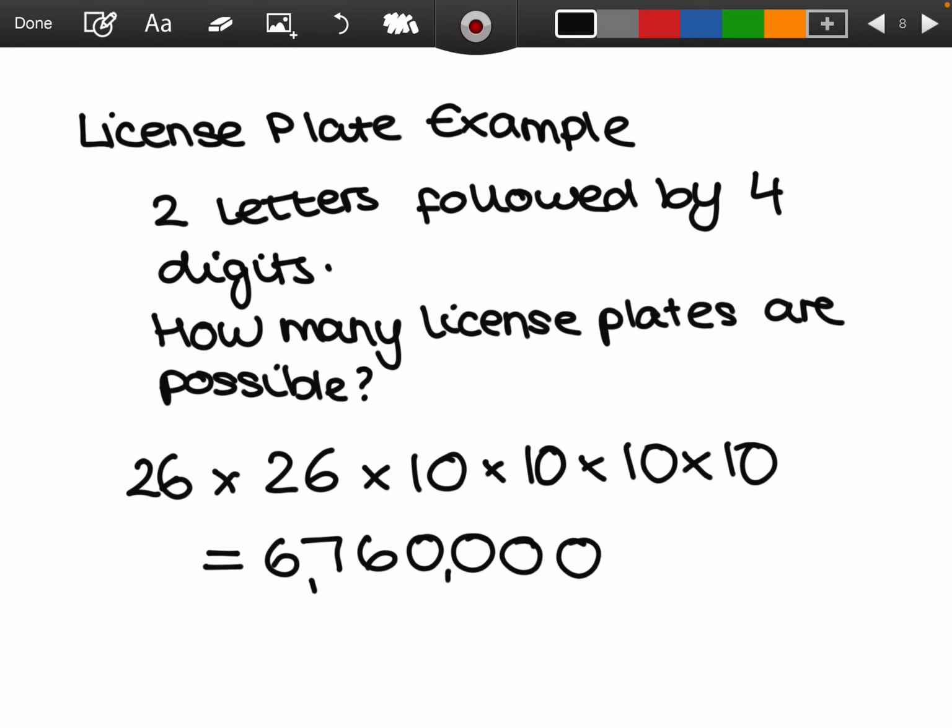If you multiply all of that together, you end up with 6,760,000 different license plates that are possible with this particular set of letters and numbers. So like I said, this is a very common example. Just keep in mind what letters are allowed. Are you allowed multiples of letters? And same with the digits. Go back and look through these examples and make sure that you're comfortable with them, and then go and try out the homeworks.